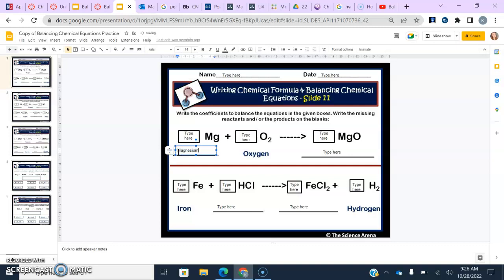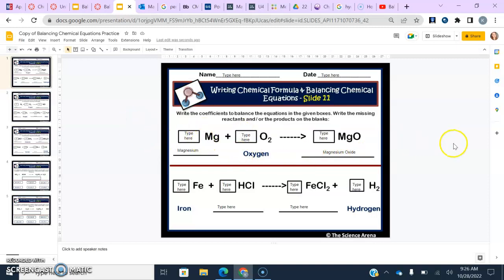magnesium, because that's what that is. So magnesium plus oxygen will yield, this is magnesium oxide, because it's a metal and a nonmetal, so it's ionic, so we don't use the prefixes here. So we've got magnesium plus oxygen will yield magnesium oxide. So now let's go ahead and balance.